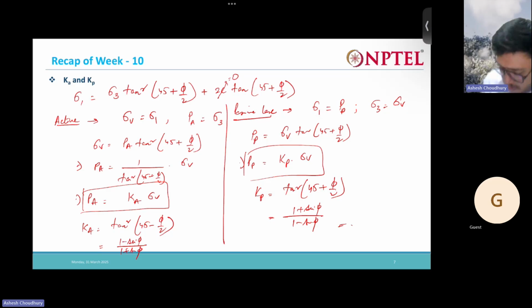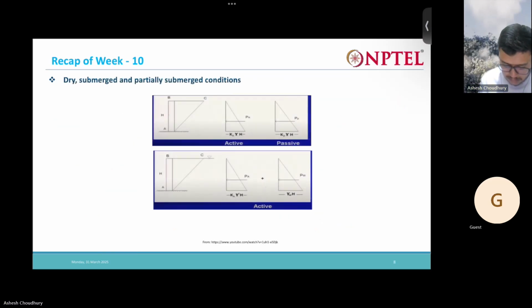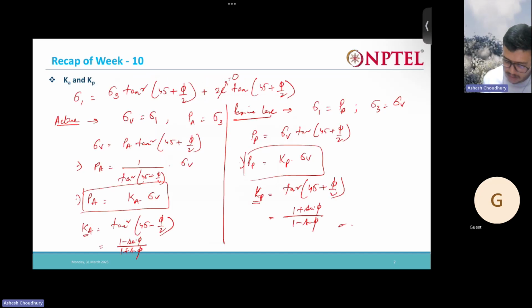Okay, so this is how you get coefficients Ka and Kp. Now also one more thing, if you see Ka is 1 by Kp and vice versa. Okay, Ka by Kp is equal to 1.